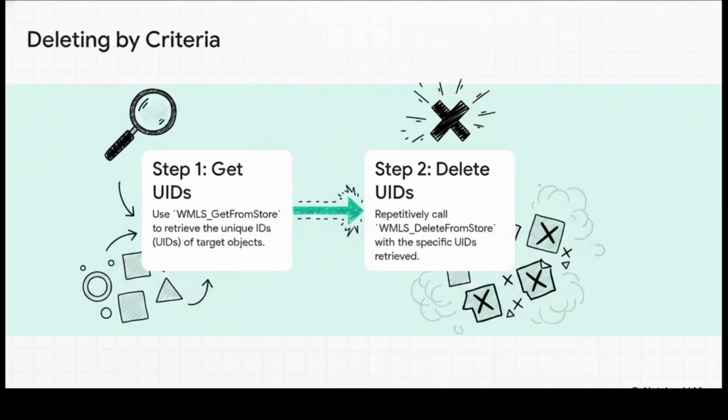Okay, listen up, because this is a gotcha that trips up a ton of new WITSML developers. You can't just say, hey server, delete everything that matches this filter. It doesn't work like that. The delete from store function needs the exact unique ID, the UID, for every object you want to zap. So it's always a 2-step process. First, you run a query with getFromStore to get the UIDs of everything that matches your criteria. Then you have to loop through that list and call deleteFromStore for each and every one of those UIDs.